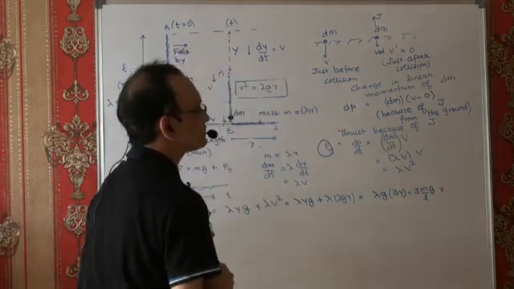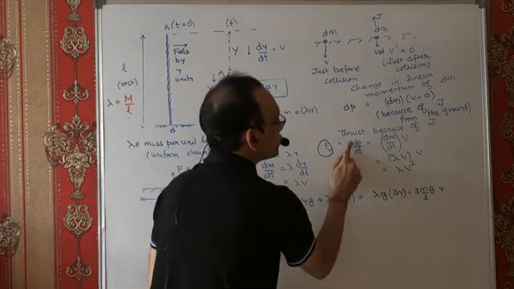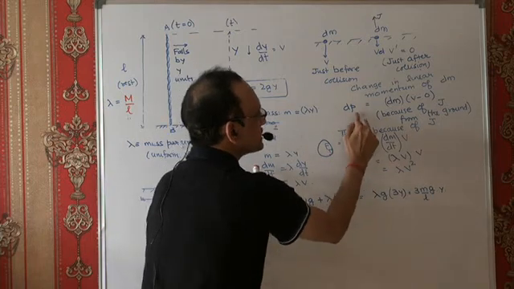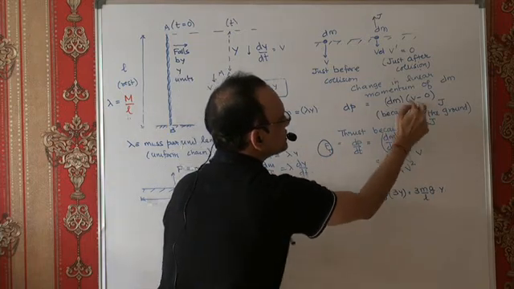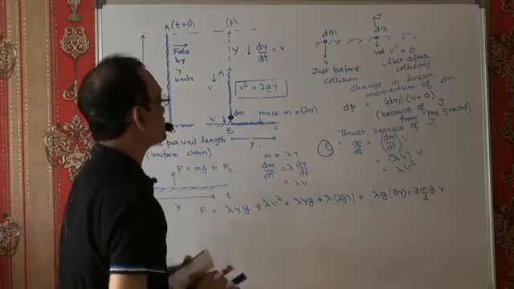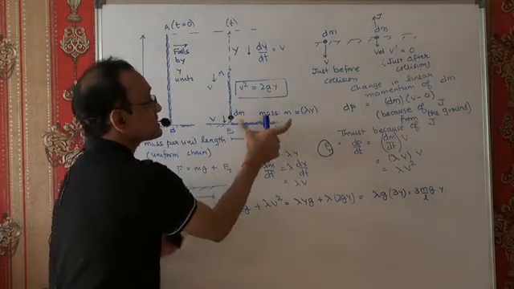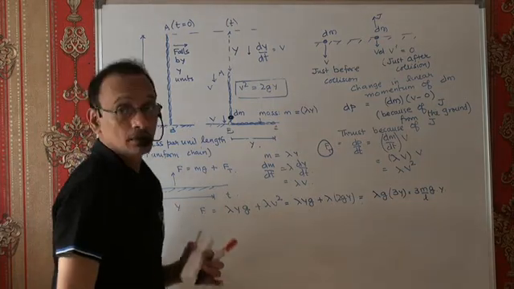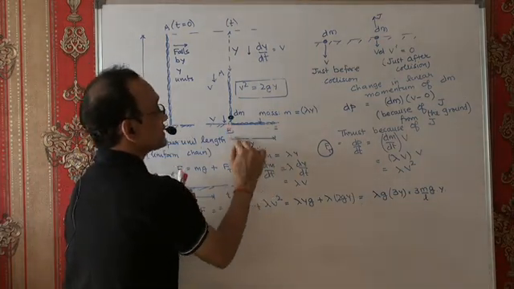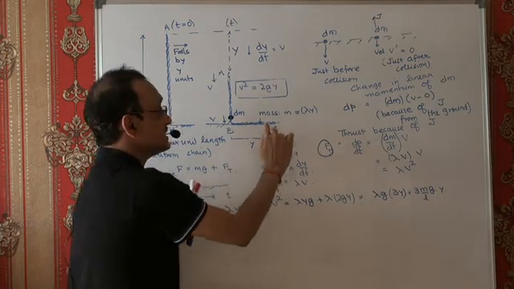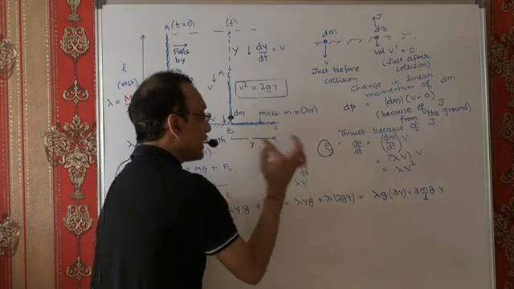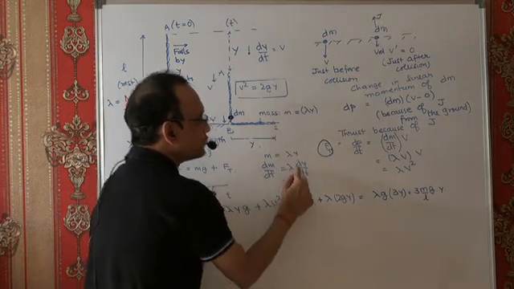Now, dp is dm into v. So dp/dt, as you can see, divided by dt, would be dm/dt into v. Now what's dm/dt? Rate at which mass is added to this. Now, mass at a certain instant of time t is lambda into y. The mass that is collected on the floor is lambda into y. So dm/dt would be lambda into dy/dt.